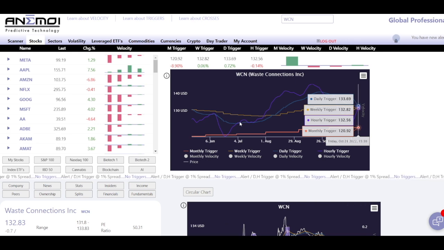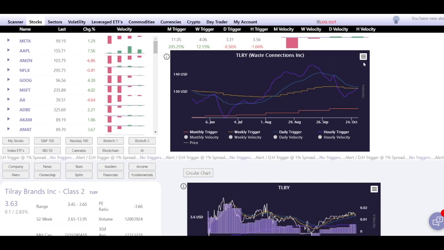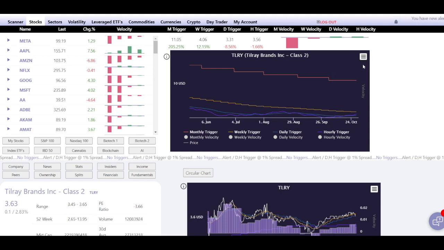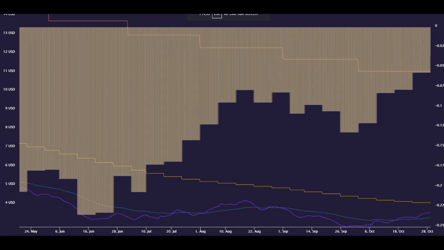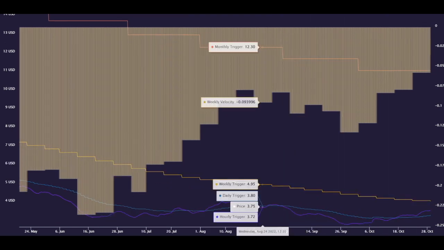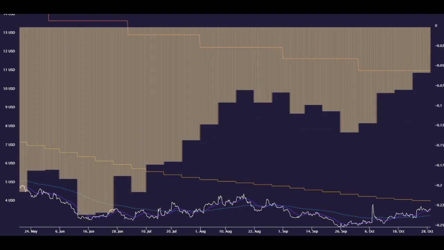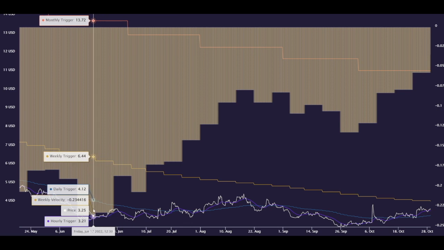Let's do 954. Let's do one more. Tilray, I'm long, so let's quickly go over that one. I didn't really play it seriously. I just bought 4C lottos, but look at the weekly velocity. So why didn't price come back? Where's price? Okay. So look at this.